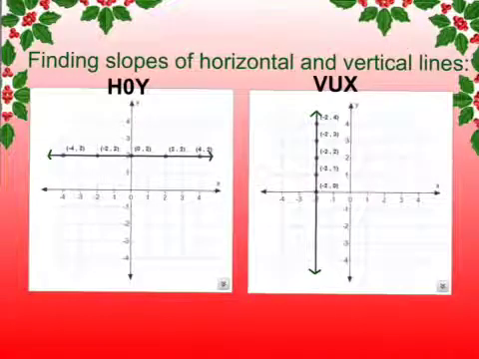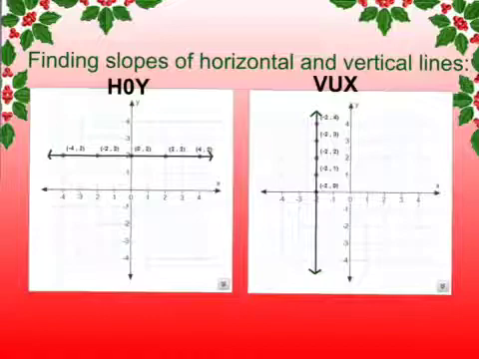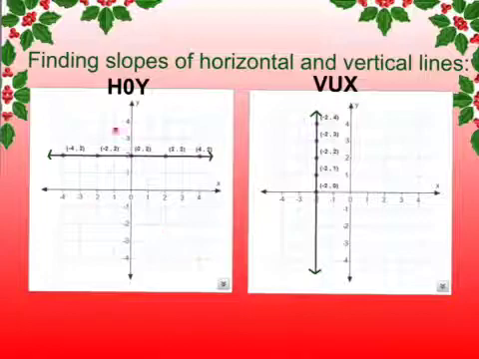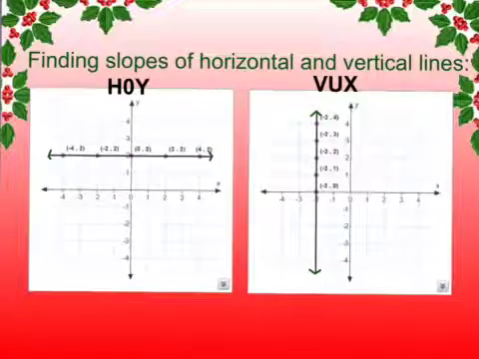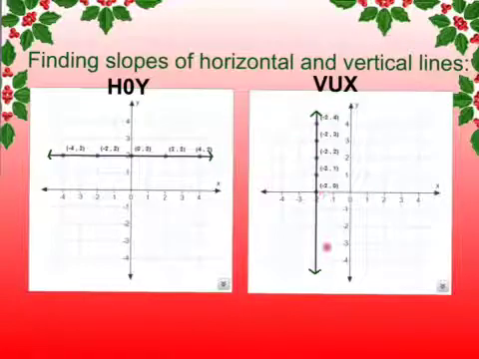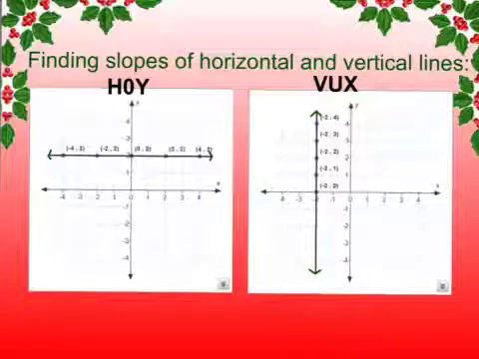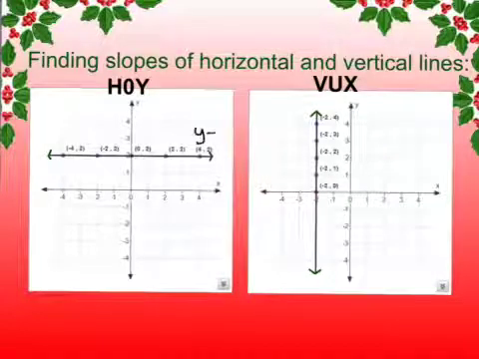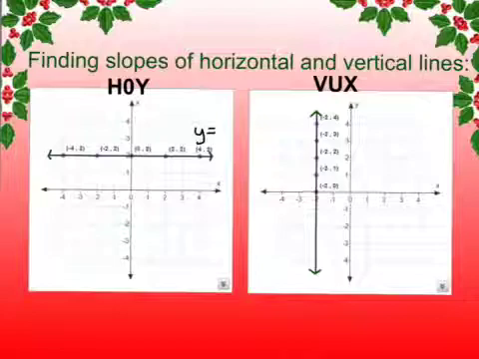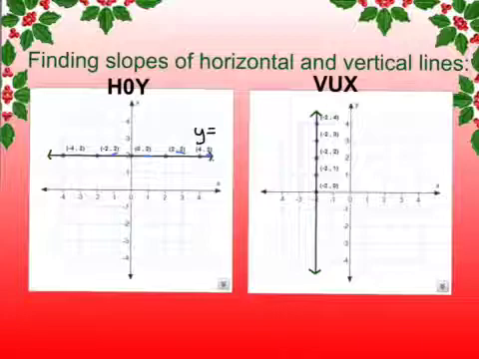Again, something we talked about in class, finding slopes of horizontal and vertical lines. Well, we know that the example on the left is a function because it passes the vertical line test, whereas the example on the right is not a function because it fails the vertical line test at infinite points. Well, HOY stands for horizontal lines have a 0 slope, and you would write them as y equals. So the equation of this line would be y equals whatever the y value is for all of these points. So 2, 2, 2, y would equal 2.